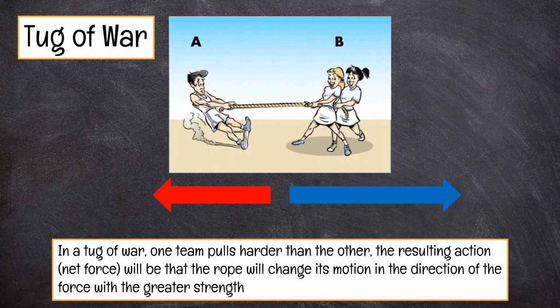Example, in a tug of war, one team pulls harder than the other. The resulting action or the net force will be that the rope will change its motion in the direction of the force with the greater strength. So we have here Team A and Team B. In the Team A, isa lang ang member. Sa Team B, dalawa ang member. Sino kaya ang may mas malakas na puwersa or sino kaya ang mananalo sa dalawang team?